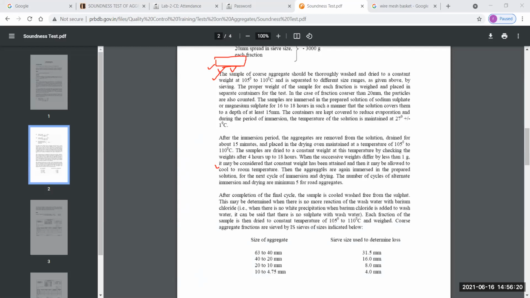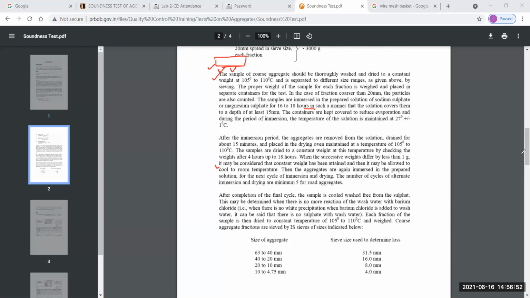The samples are immersed in the prepared solution of sodium sulfate or magnesium sulfate for 16 to 18 hours in such a manner that the solution covers them to a depth of at least 15 mm. The containers are kept covered to reduce evaporation, and during the period of immersion, the temperature of the solution is maintained at 21 degrees plus minus 1 degree centigrade.